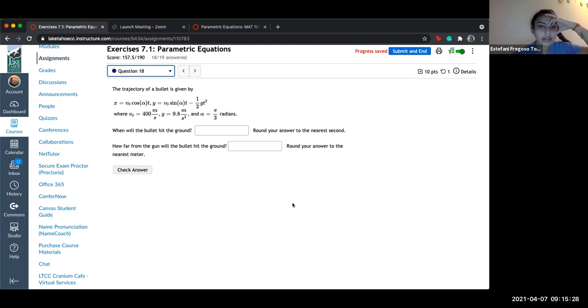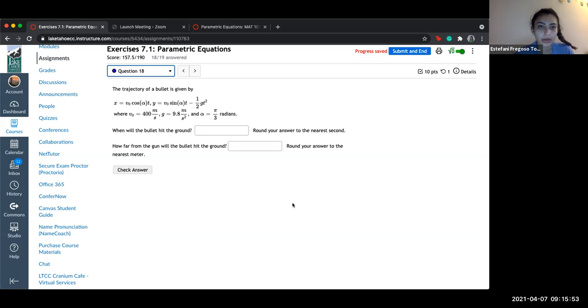And in fact, you can factor the t out. And then you don't even have to use a quadratic formula because you do it by factoring. Does that help in terms of how to do that one? Yes. Okay. And then how far from the gun will the bullet hit the ground? So how far from the gun, what variable is that? Would that be your x then?